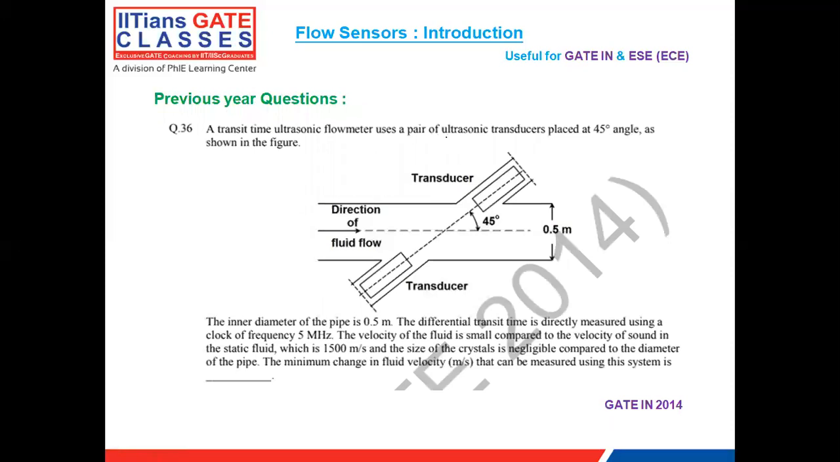Next, see again an ultrasonic transducer question asked in GATE 2014. Similarly, we will send some signal and calculate the time t1. Again we'll send a signal and calculate time t2. If you know the difference of these transit times t1 and t2, we can calibrate it in terms of the velocity of the flow, or flow rate Q, right?